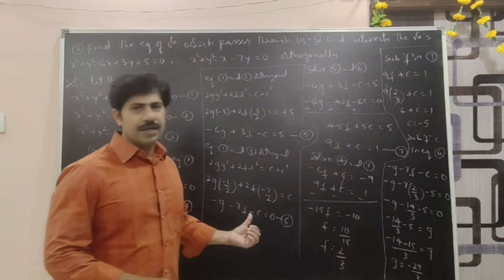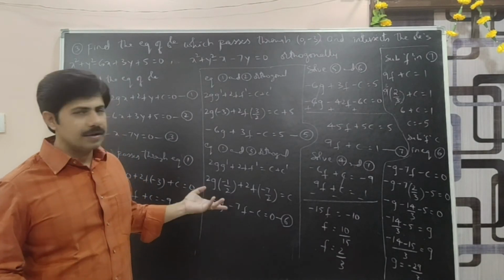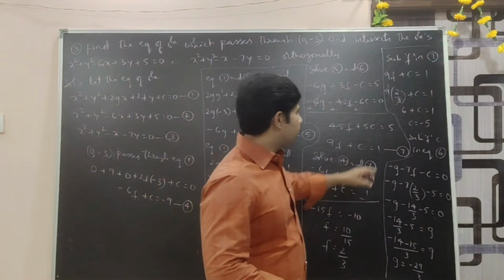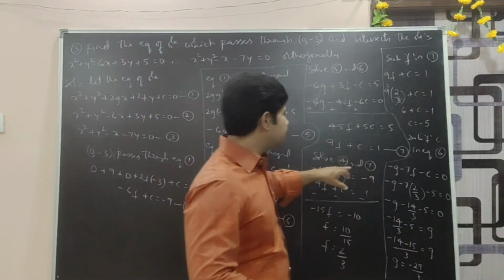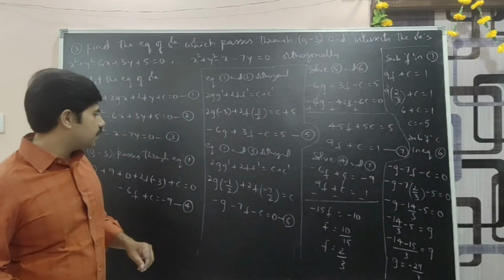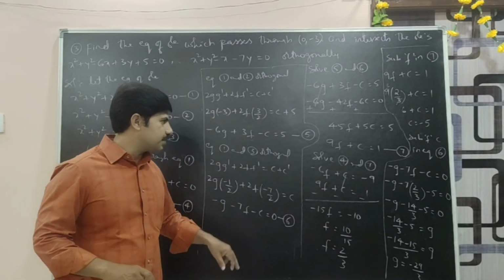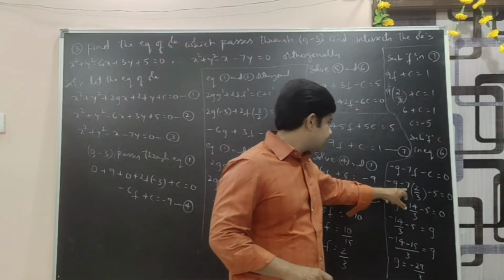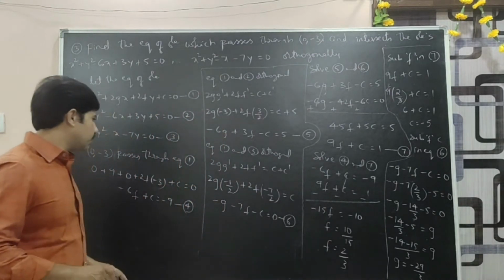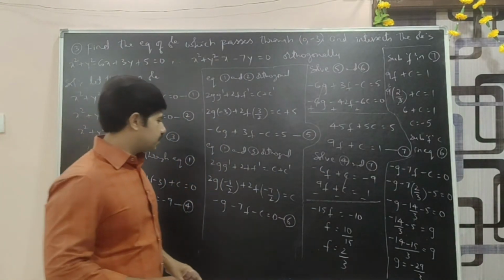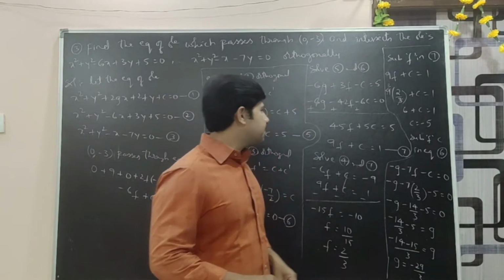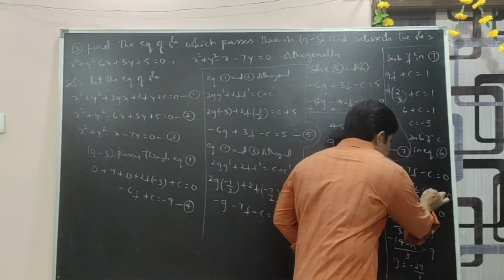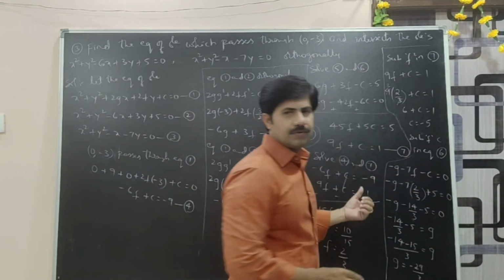So just we'll recheck the values. Okay, you have to substitute, you'll get the equation of circle. So f value is 2 by 3 and c value is minus 5 we got. So we are substituting in equation 6. So what is equation 6? It is minus g minus 7f minus c. So minus g as it is, 7 into f value. What is f value we substituted? F value is 2 by 3 we substituted. And what is c value? C value is minus 5, but when we substitute, minus into minus will become plus 5. Okay, this is a mistake.